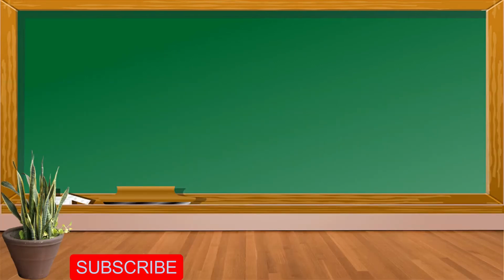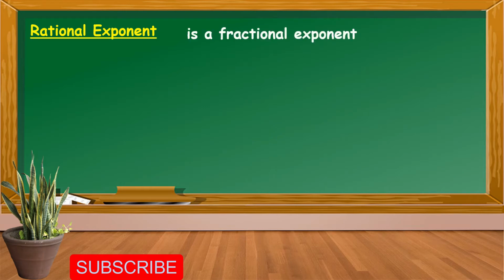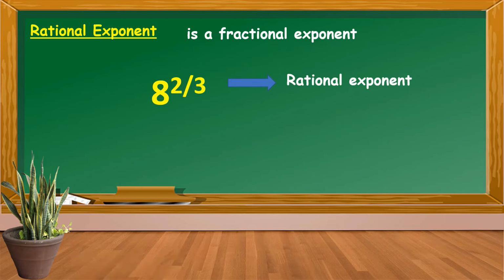First, we are going to review what a rational exponent is. A rational exponent is also called a fractional exponent. Say, for example, 8 raised to the power of 2/3. Our 2/3 is called the rational exponent, because it is a fraction. And what do you call this 8? 8 is called the base.